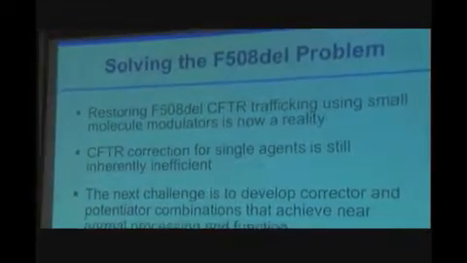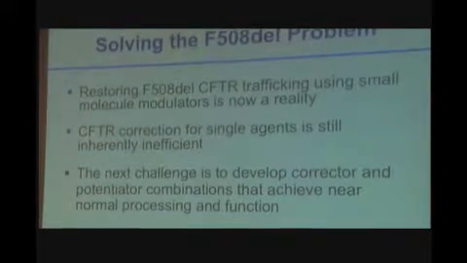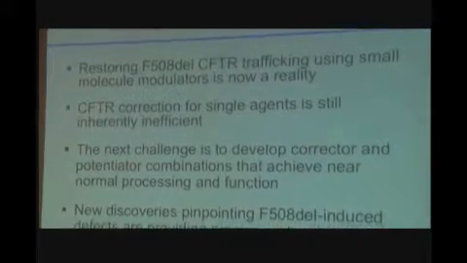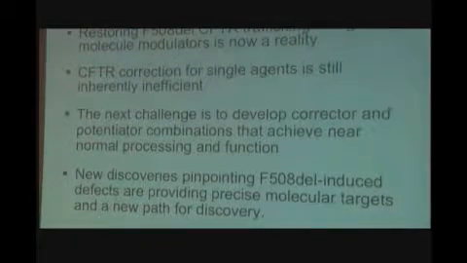So what we've shown is that although there's plenty of reason to be hopeful, in the laboratory even the best drugs only improve trafficking somewhat. The correction part of that effect is only modestly active with single agents. The next challenge is to develop corrector and potentiator combinations that achieve essentially normal levels of function, which we would hope would help people even earlier in the disease process or to an even greater extent.